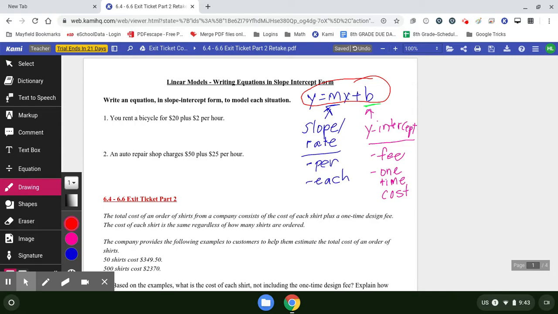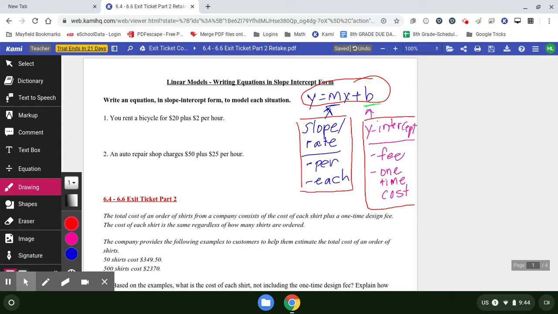Now, when you're doing a word problem, for slope and rate, you'll see words like per or each, okay? It's a cost that repeats depending on the number of items that you have. And then for y-intercept, you're going to see words like the fee or the one-time cost. So it's the amount you pay regardless of how many items you buy or use. You're always going to pay that fee.